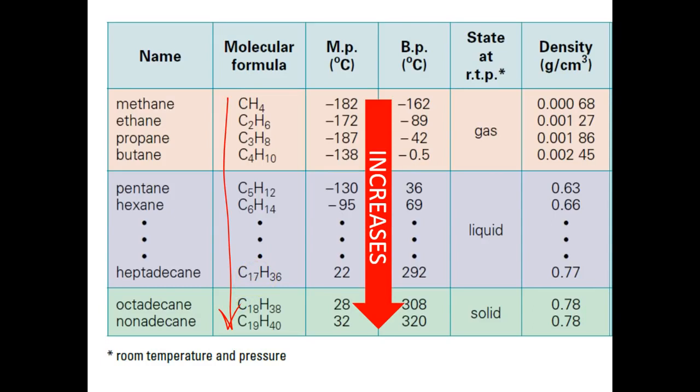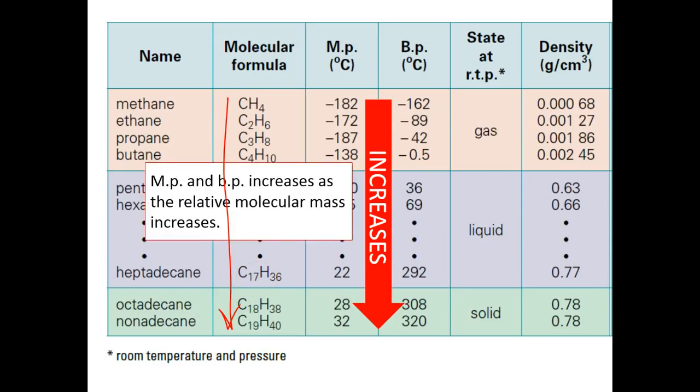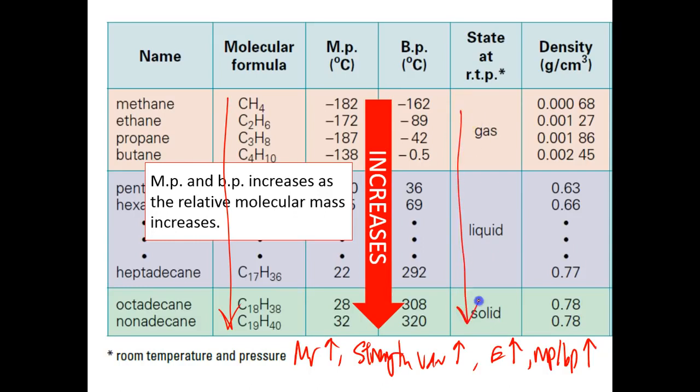Right? So you recall the predominant force between alkane molecules is van der Waals forces. So as the MR increases, the strength of the van der Waals forces will increase. As a result, you need more energy to overcome the stronger van der Waals forces, and hence the melting point and boiling point will increase. So as a result, the state changes from gas to solid.